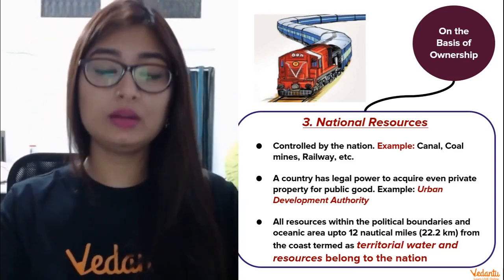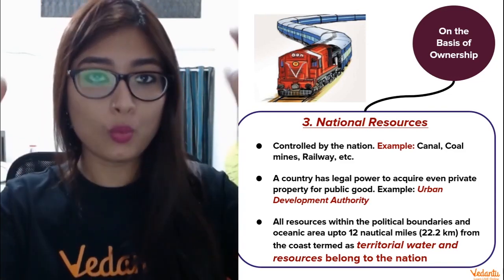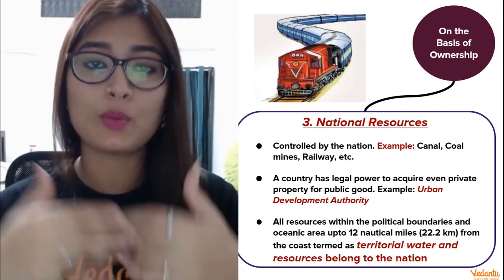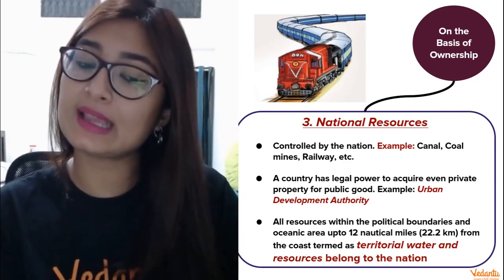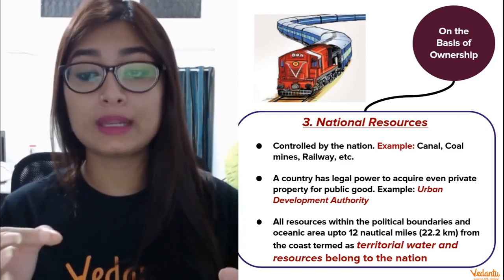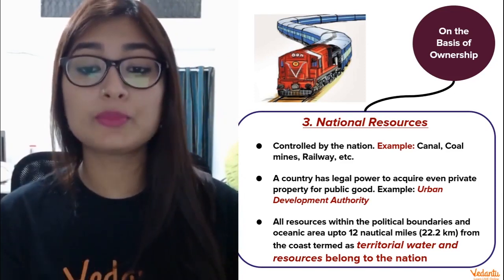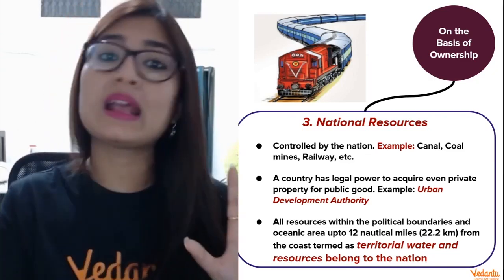Now this is under the boundary of the nation, right? But how do we decide where exactly that border ends for me? Because sometimes two nations would be sharing boundaries. Then how is it decided? So every resource within the political boundary and oceanic area up to 12 nautical miles. So on land, where the border has been designated.